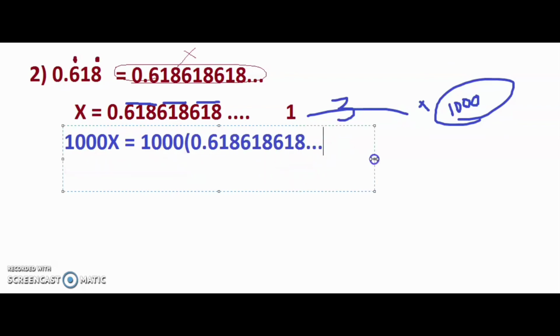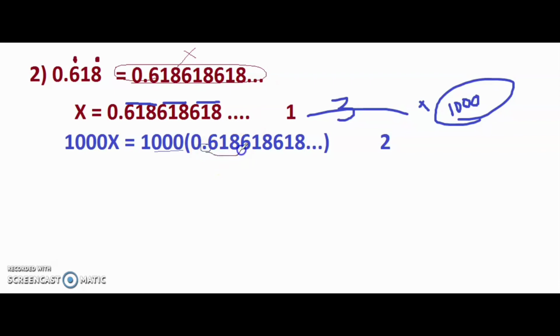Is this equation number 2? No, it is not equation number 2. Why is it not equation number 2? Because we haven't done the multiplication. Okay, so multiply 1000 with the decimal.